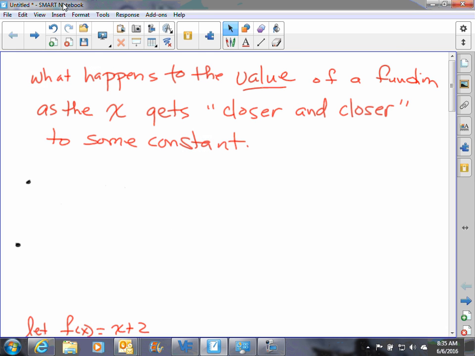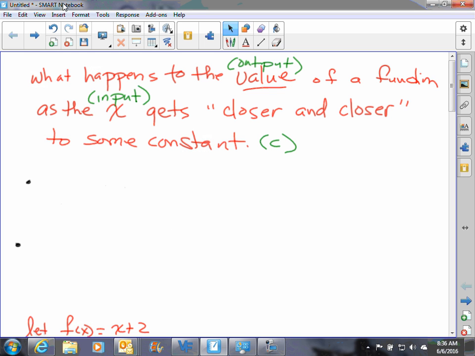The basic concept of limit is that we ask what happens to the value of a function as x gets closer and closer to some constant. Now, think of the value as the output of the function, and think of x as the input of the function. So what happens to the output of a function as the thing we're putting in, the input, gets closer and closer to some constant? We ordinarily refer to that as c.